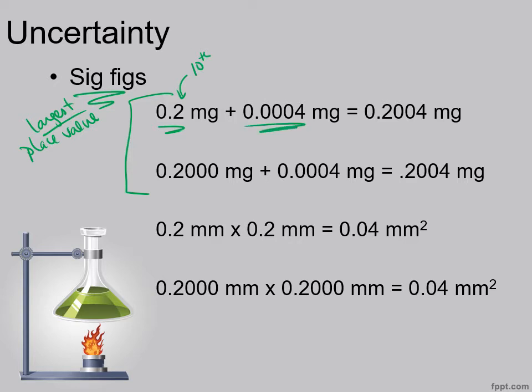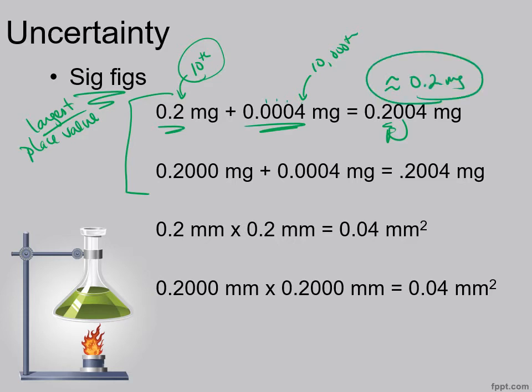In this piece of data, my last sig fig is this 4. It's in the tenths, hundredths, thousandths, 10,000ths place value. Which one is larger? Tenths is larger, so I'm going to round my final answer to the tenths place. 2 is in the tenths place. That 0 is not going to change that 2. So our final answer is about 0.2 milligrams.